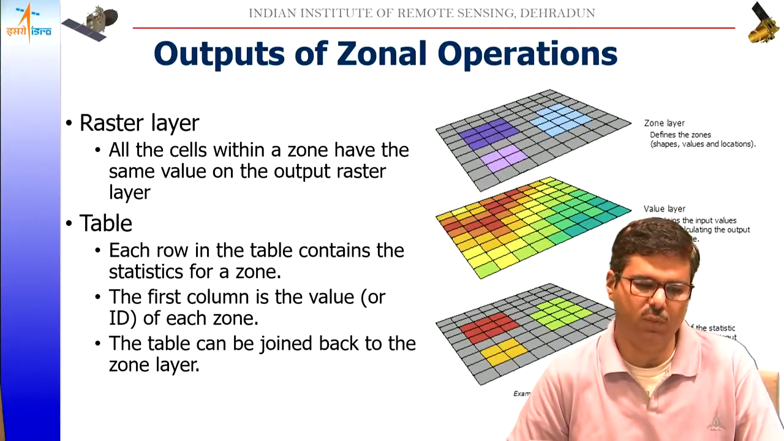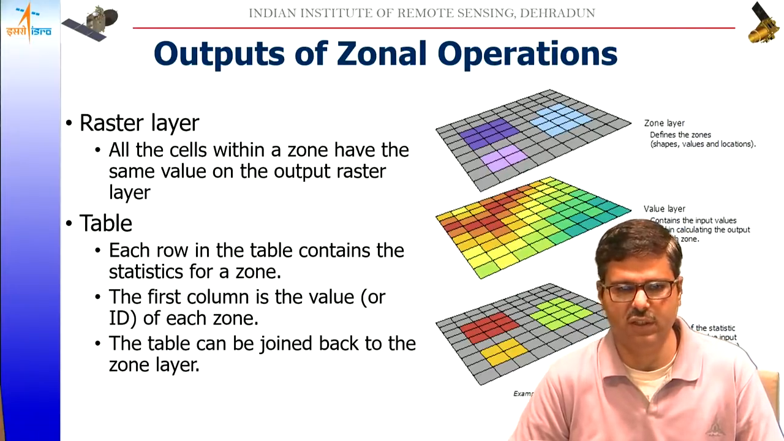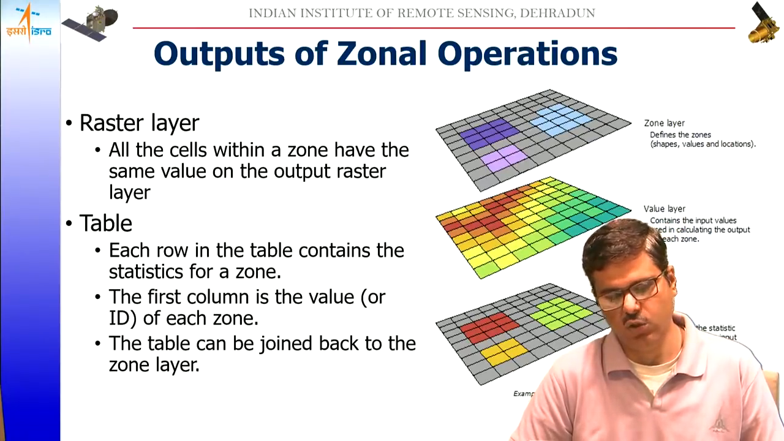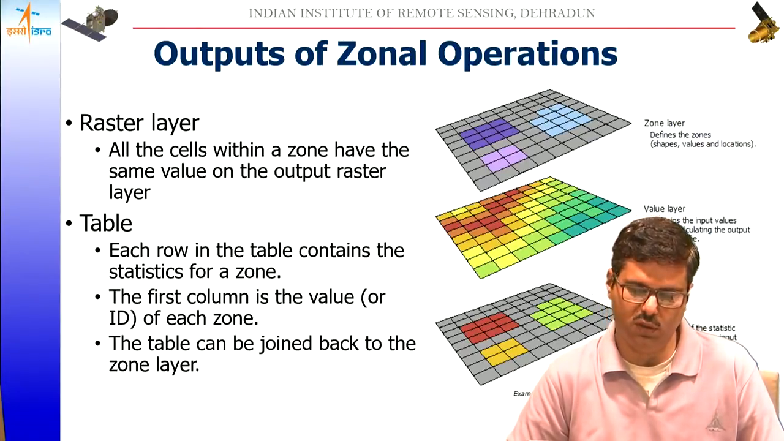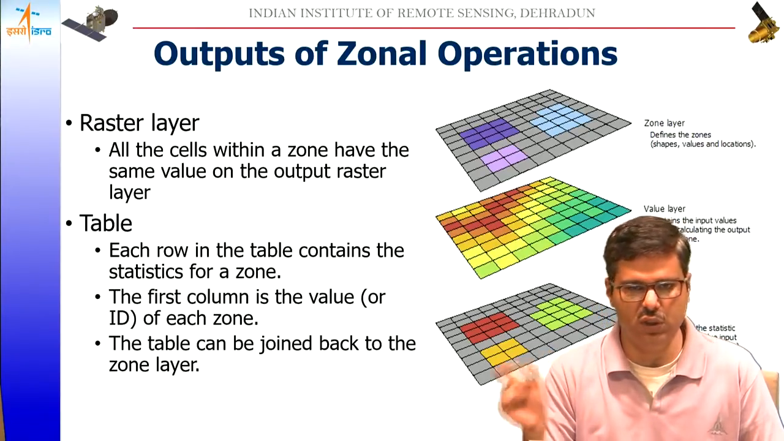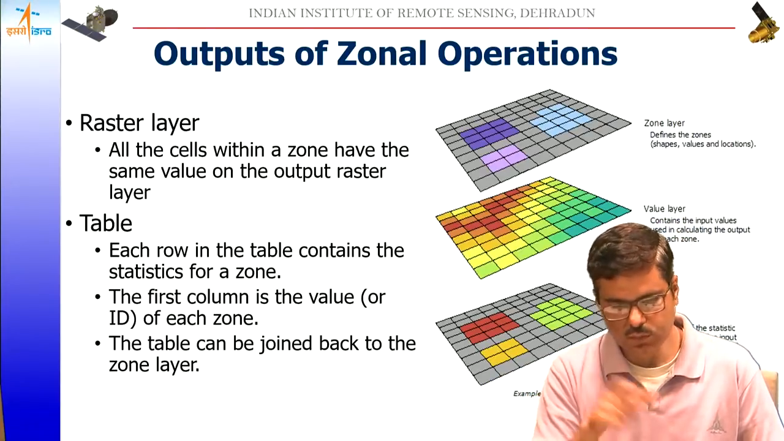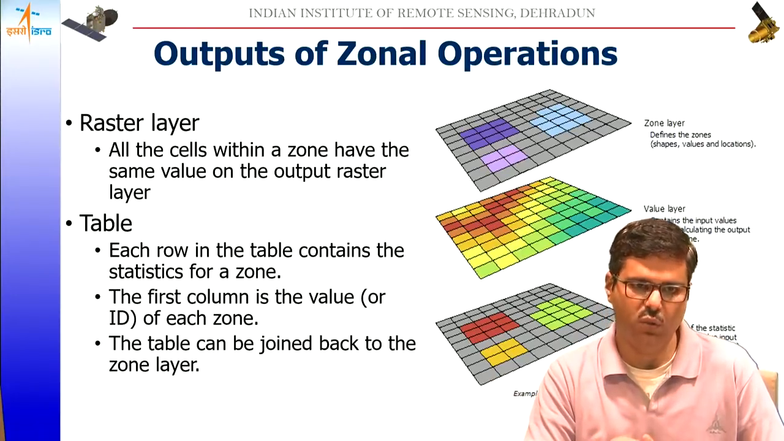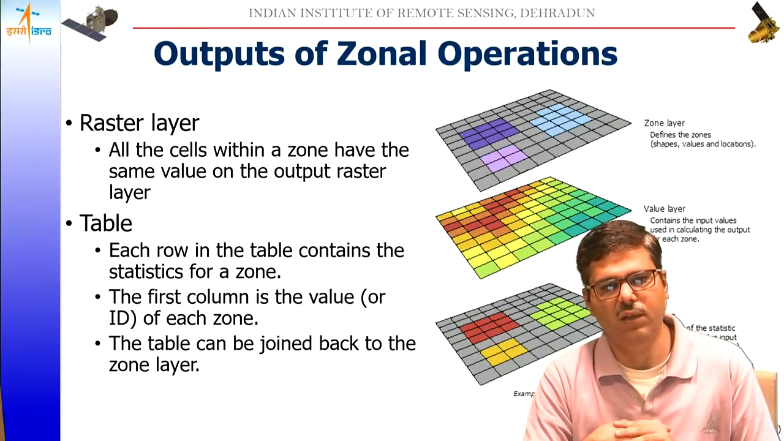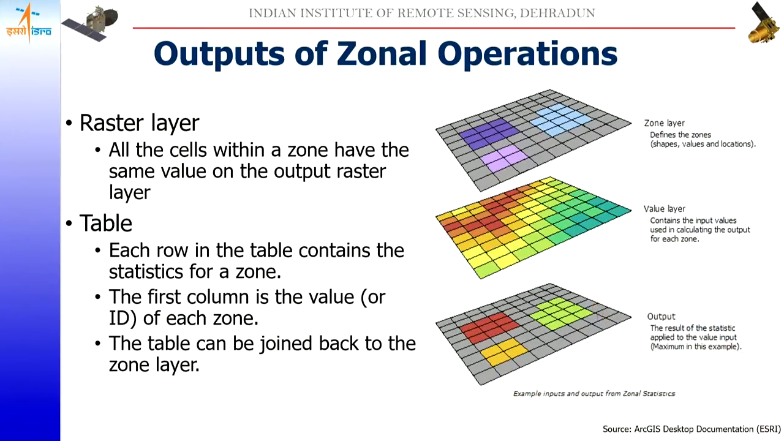As I said, the output of the zonal operations can either be a raster layer, which means all the cells within the zone will have the same value on the output raster layer, or we can also take the output as a table. The advantage of a table is that each row will contain the statistics for each zone, having two columns, ID and the value for the attributes that we are looking for. The good thing about computing as a table is that we can then join them back to our main input layer for performing further analysis instead of storing them as a separate raster output.